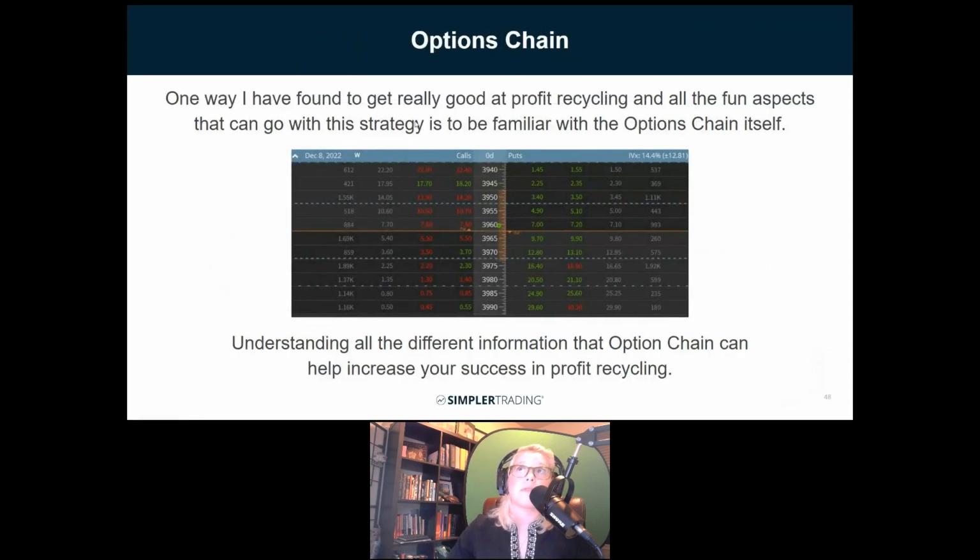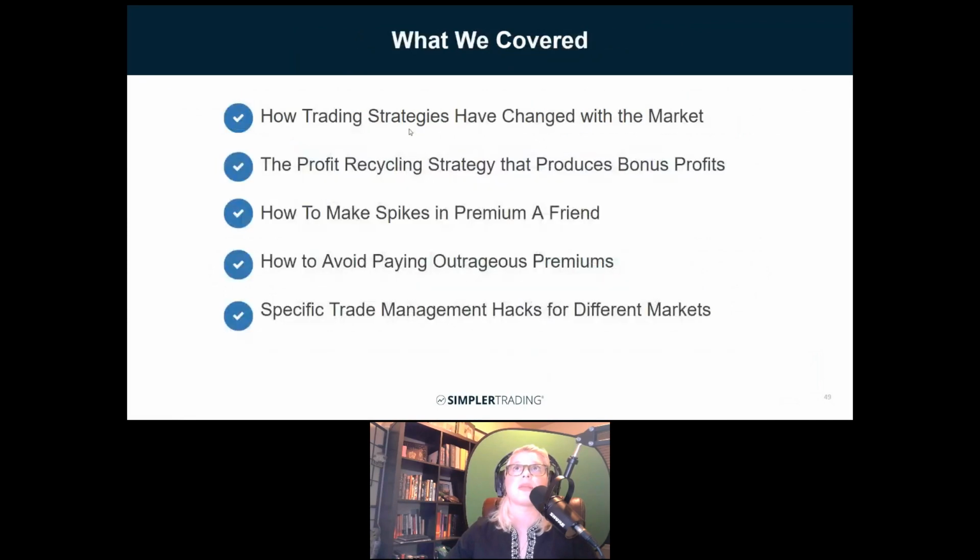So, one way I've found to get really good at profit recycling and figuring out all these different ways to adapt it in different market environments has come from being very familiar with the option chain itself. Understanding all the different information on the option chain can really help increase your success in profit recycling and in the strategy. So, what are some of the things that we covered tonight?